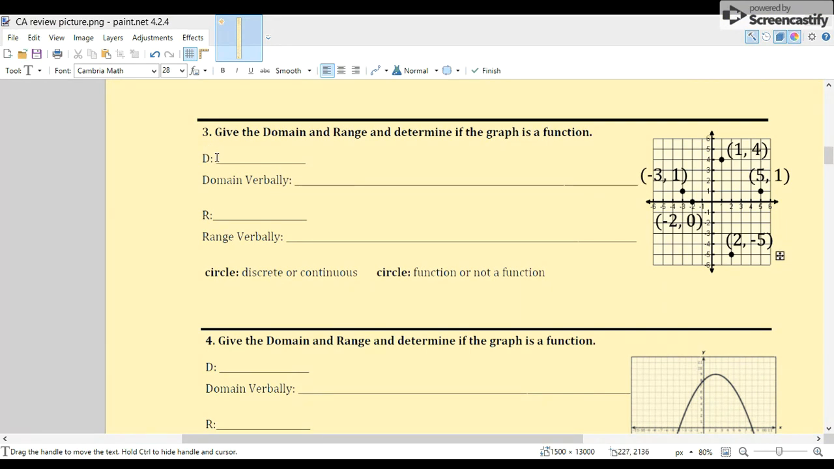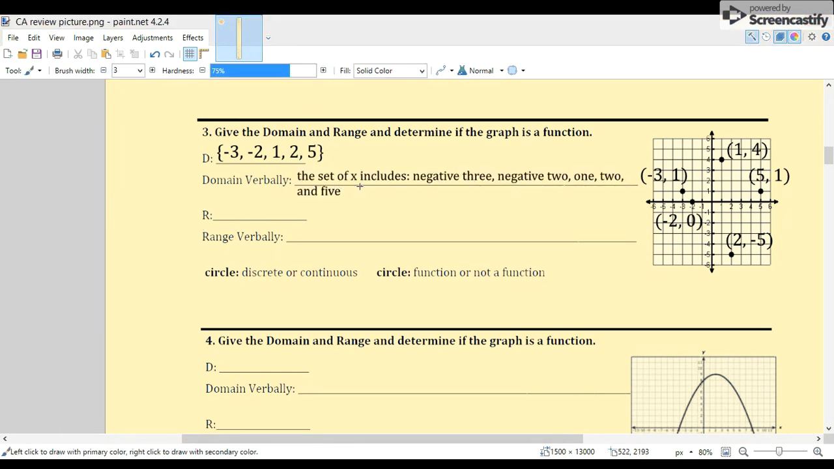Domain, left, right, x. We're going to list these x values in order from least to greatest. So we have our brace, and then you list the numbers. -3, -2, 1, 2, and 5. If you were to write this verbally, it would look like this.